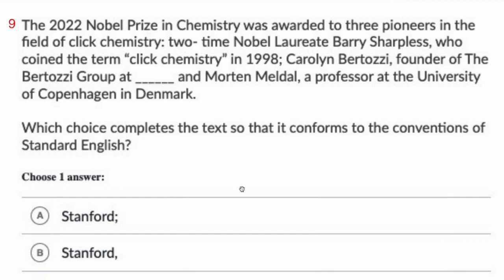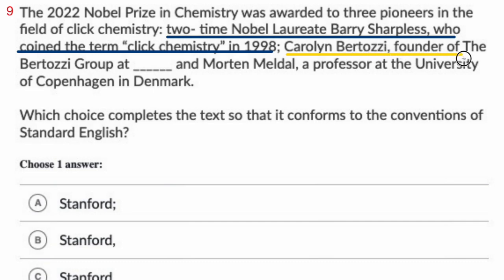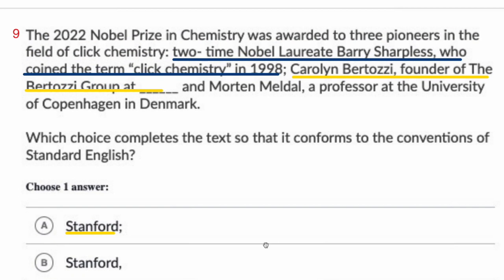Definitely a boundaries question. So the 2022 Nobel Prize in Chemistry was awarded to 3 pioneers in the field of click chemistry, whatever that is. 2-time Nobel laureate winner Barry Sharpless, who coined the term click chemistry in 1998. Carolyn Bertozzi, founder of the Bertozzi Group. Okay, so here this is something that they're testing more on the digital SAT than they ever did on the paper SAT, and that is the use of semicolons to punctuate complex lists. And so when I say that the semicolon equals the period, this would be the one case where they're not equivalent. But notice that they don't even give you the period as an answer choice, so it's not something that you have to encounter or deal with.